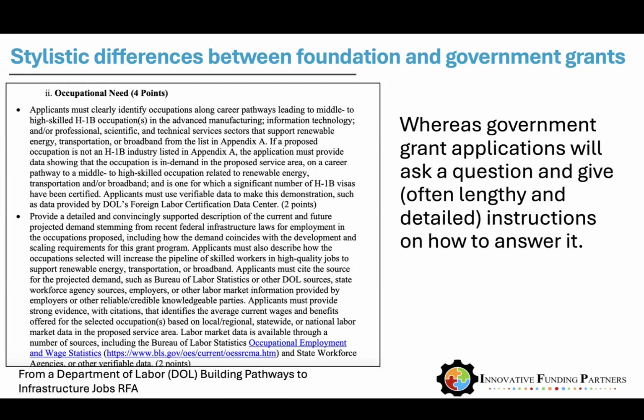Versus, here is an excerpt from a Department of Labor, Building Pathways to Infrastructure Jobs. With the Department of Labor, they refer to their NOFOs as RFAs, typically, requests for applications. I've included this as an example to show you that this is just a couple of requirements within this one section that's only worth 4 points. But you can see that it is very detailed as to what you have to include. And although this does look very intimidating, I always try to tell our clients that the good thing is you don't have to guess. They're telling you exactly what they want. So that's sometimes kind of nice that you don't have to guess what would be the most powerful way to answer this question.